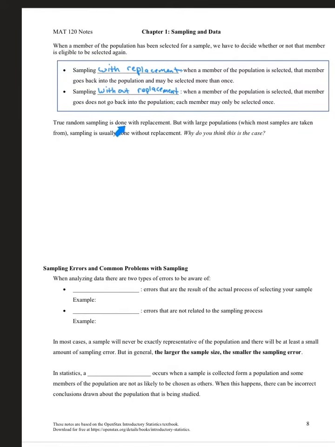We call that sampling without replacement. True random sampling is done with replacement. But with a large population, oftentimes it's done without replacement. Why do you think this is the case?